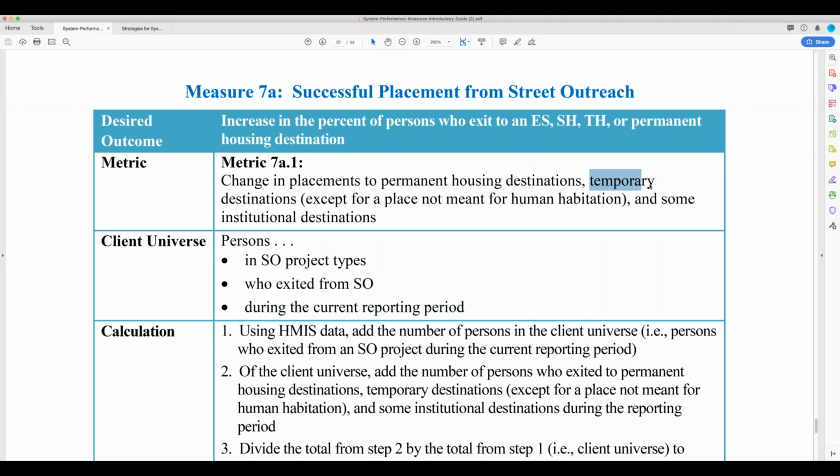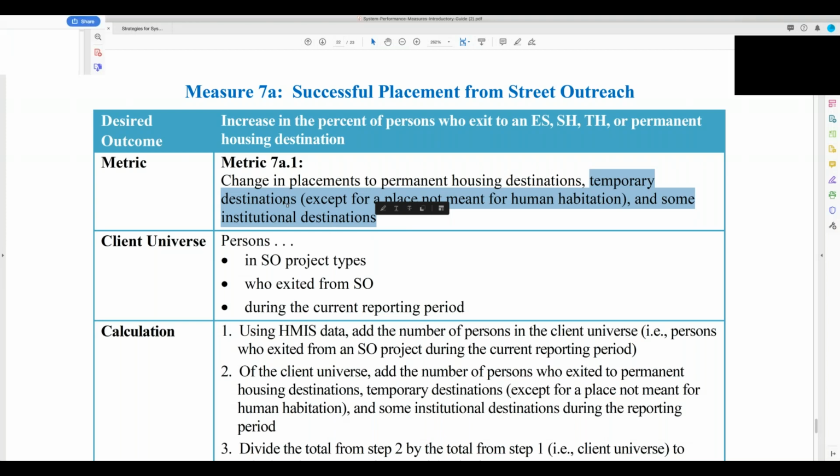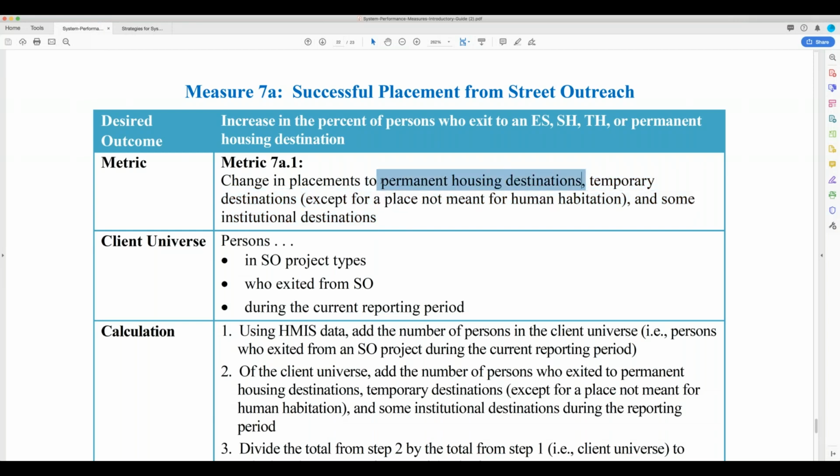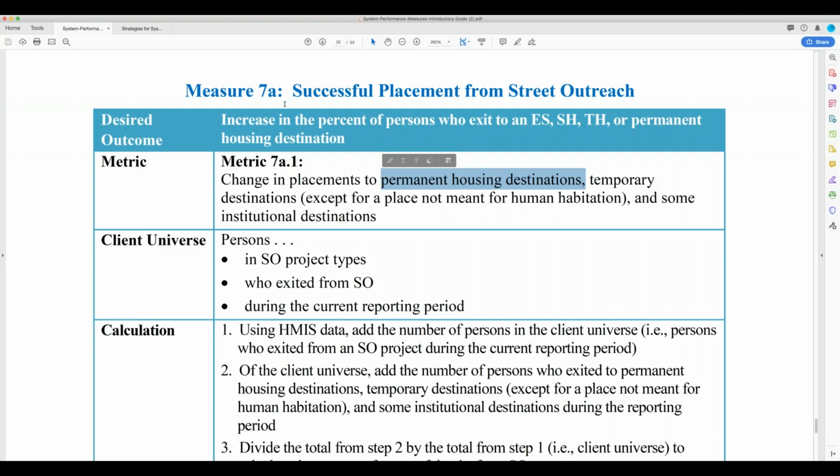And then, you know, maybe some folks went to temporary destinations and some went to institutional destinations. These destinations would not count as a, quote, positive or permanent housing destination. It happens, but it's obviously, in terms of performance, what we're shooting for is that we engage someone and they get to permanent housing as quickly as possible. Okay?